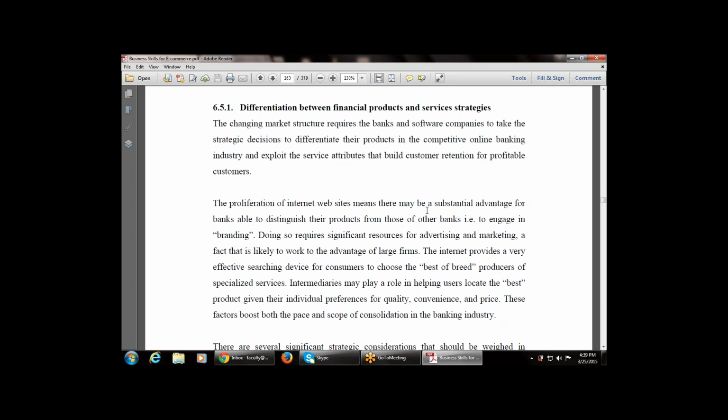And there are various other sources also, like advertising and marketing, that are likely to work to the advantage of the large firms. The internet also provides a very effective searching device for consumers to choose the best of breed producers or specialized services. Intermediaries also play a role in helping users locate the best product given their individual preferences for quality, convenience and price. These factors boost both the pace and the scope of consolidation in the banking industry.